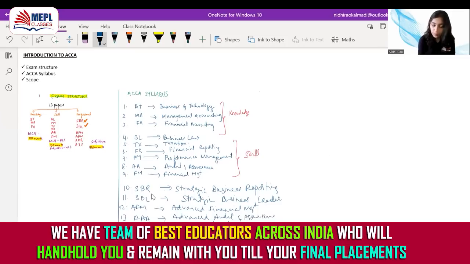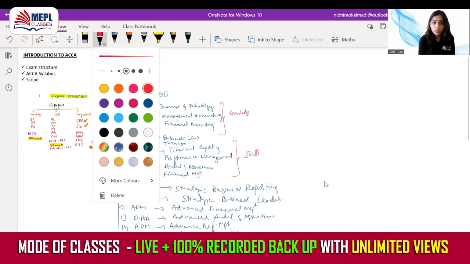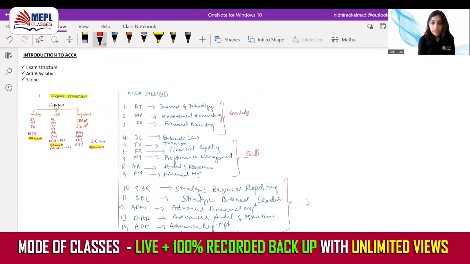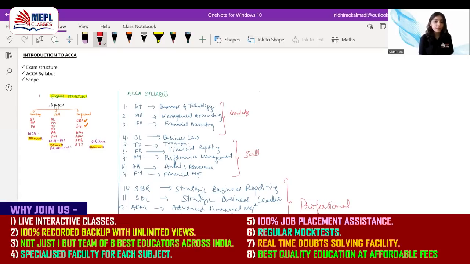As mentioned earlier, when I talk about professional level, you have to know that these 2 papers are compulsory. These are not optional, your SBR and SBL, whereas the other 4 papers, it is up to you. And this brings us to understanding what is the syllabus. So SBR, SBL, AFM, AAA, APM, and ATX. So that was all about your ACCA syllabus.